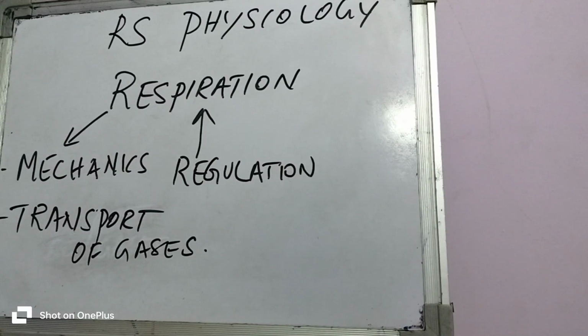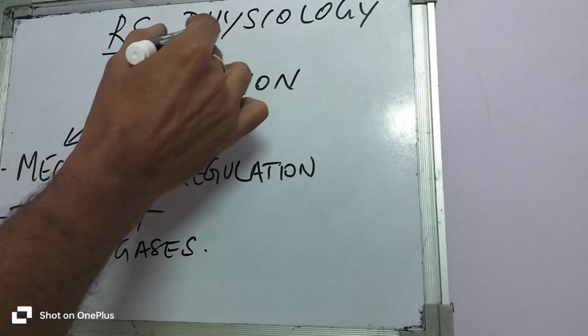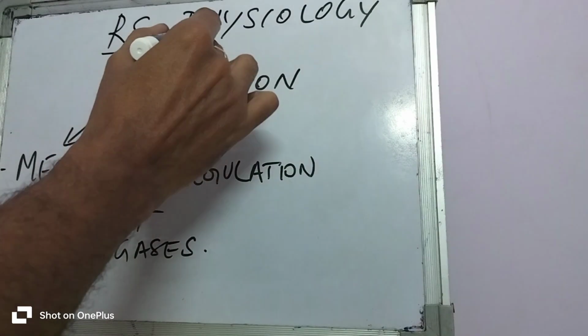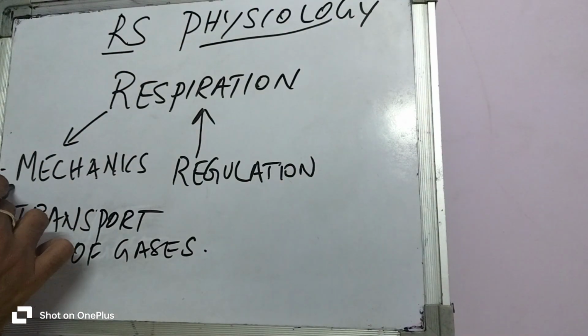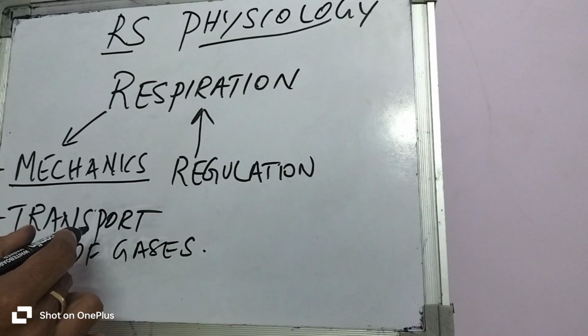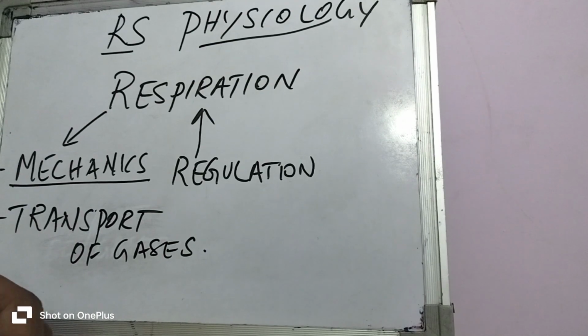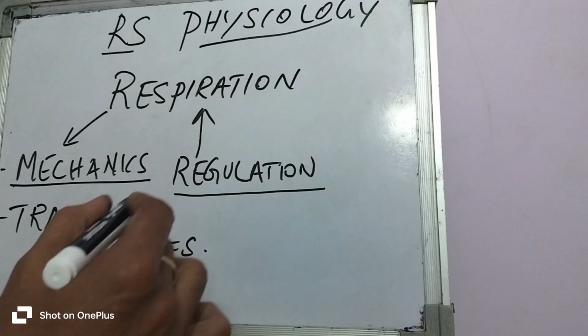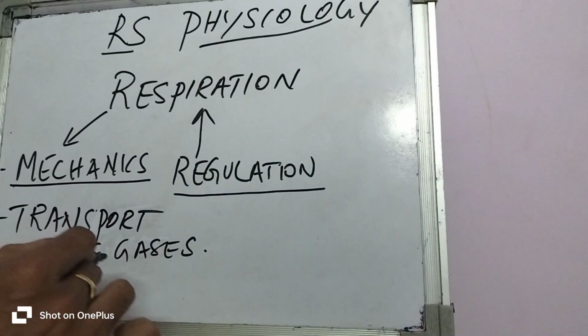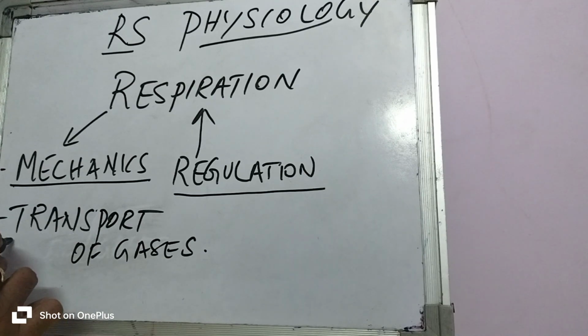Good morning, students. Today we are going to see the respiratory system, the physiology of respiration. So physiology of respiration includes three major topics. One is the mechanics of respiration, how the respiration is taking place, and how the respiration is regulated, that is regulation of respiration. And third, very important, is the transport of the gases.